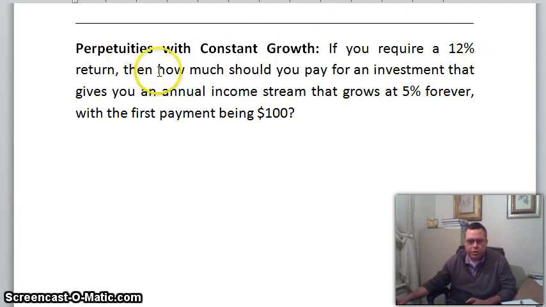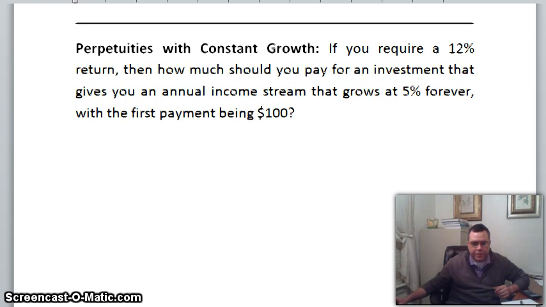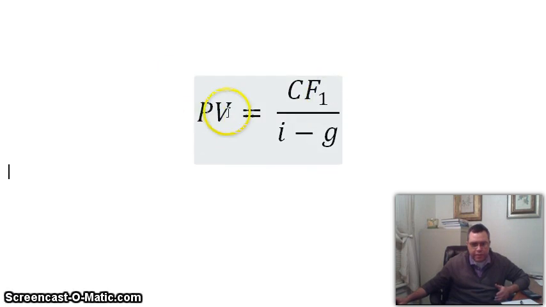If you acquire a 12% return, how much should you pay for an investment that gives you an annual income stream that grows at 5% forever, with the first payment being $100? There's a formula for this one. It's written right here. Present value equals cash flow next period. The sub 1 means next period's cash flow. So the way the math works out, you don't use the cash flow that was just paid, but the next one, over the interest rate, which I'm putting an I here. Sometimes I use a K for interest rate. That's standard in finance textbooks. Sometimes you use an R, sometimes an I, but I just means your required rate of return, your interest rate, minus g, your growth rate.